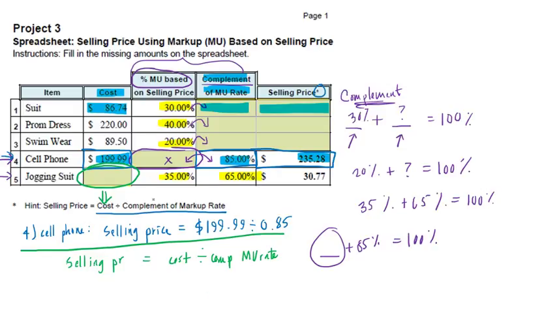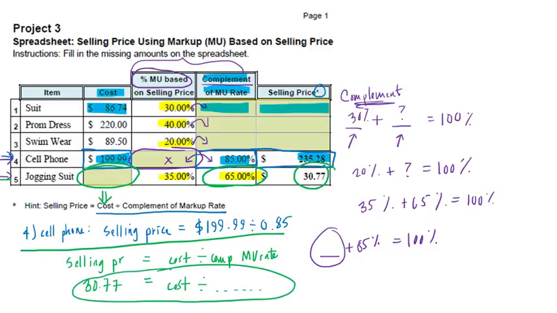And then you could plug in, again, this is just for line 5 that we have to do this. I could plug in my selling price, which was given to me, right, 30.77, equals cost is what I'm trying to solve for, divided by, I know that the complement of my markup rate is 65%, but I would have to convert that to a decimal before writing it here, right? And then I could plug that in and solve from here, okay?